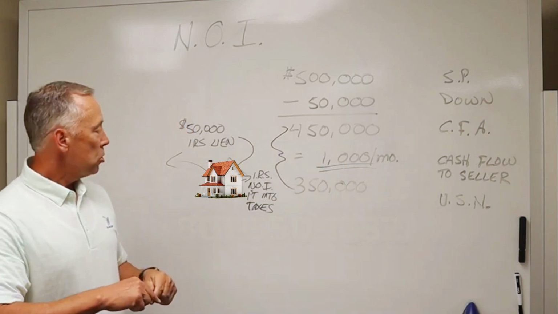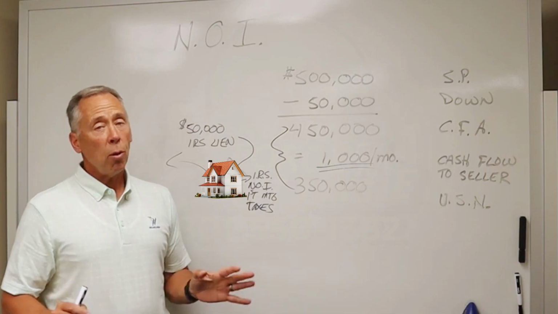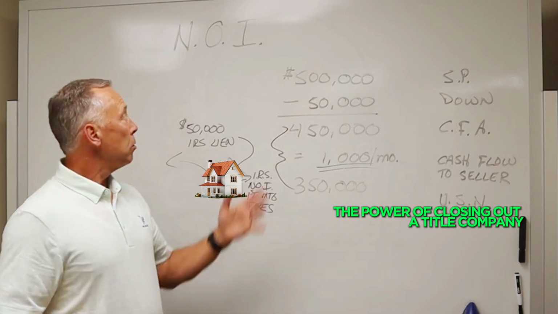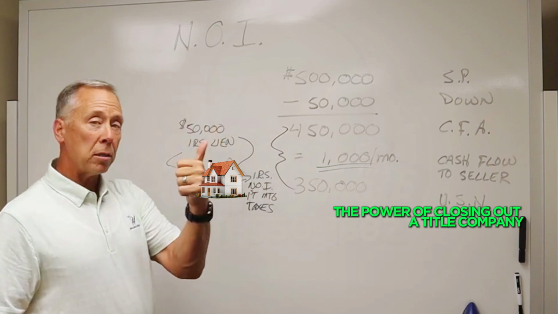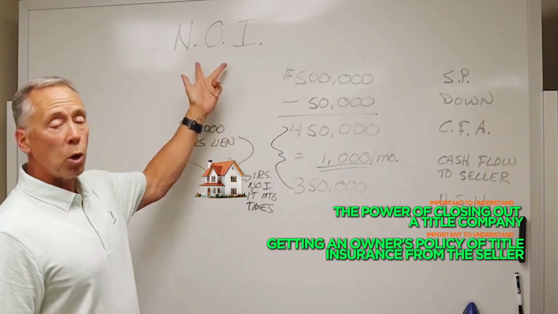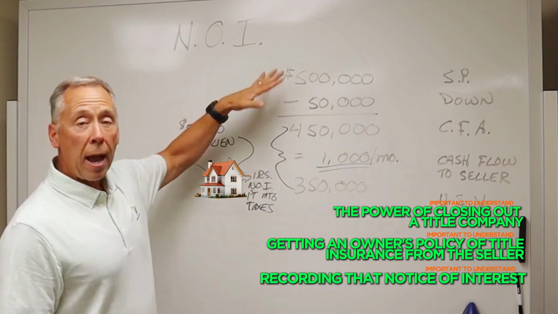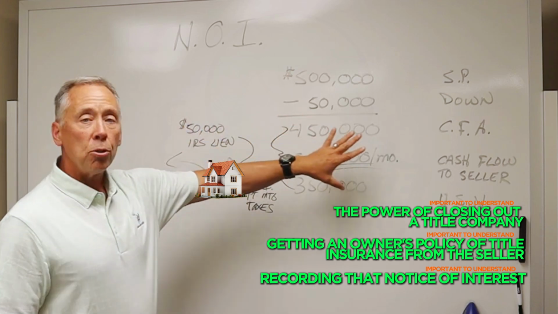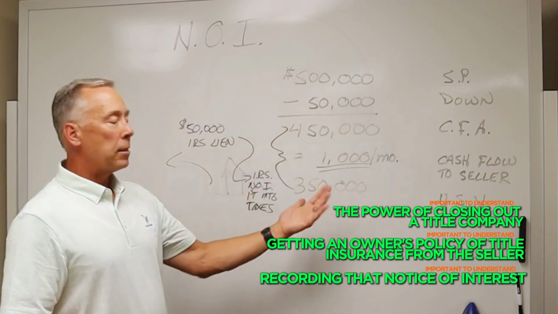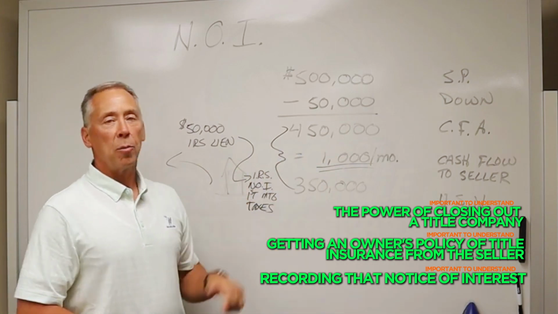cash flow. So hopefully that makes sense and puts things at ease a little bit, but it's really important that buyers understand the power of closing with a title company, getting an owner's policy of title insurance from the seller, and then recording that notice of interest to protect the buyer's equity in that property and to also insure against any issues subsequent to the closing that the seller might get into.